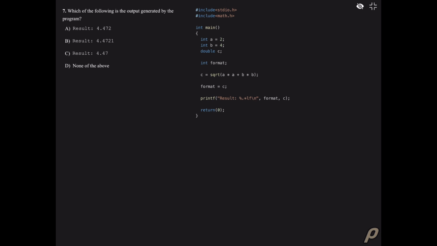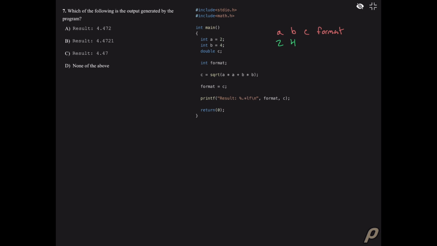All right, we are now on question 7, which is another code tracing type question. Alrighty, so let's just do our typical thing here. We've got values of A, B, and C. A is going to be 2, B is 4, and we still do not know the value of C, so it is unknown. And we also have this format one. So we've got lots of variables in this question.